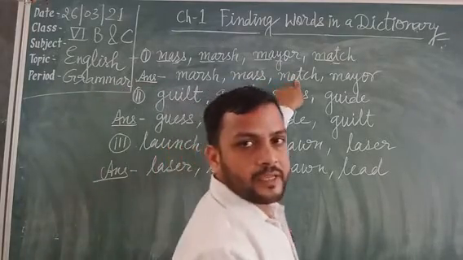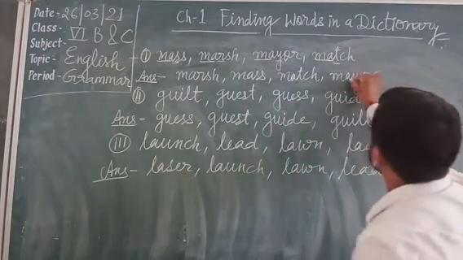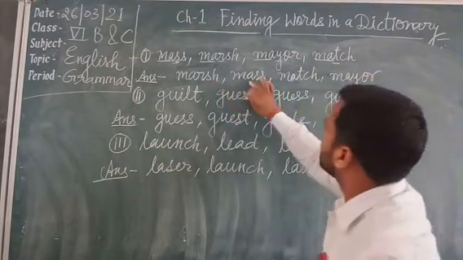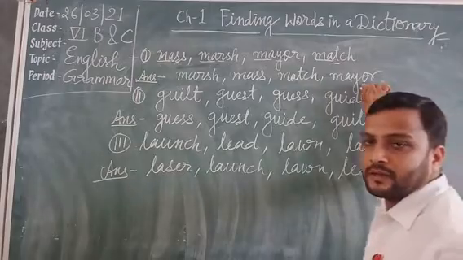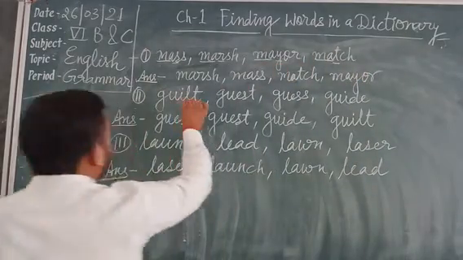Then T, M, N, T, C, S, match, and at last Y. So it will be march, mass, match, and mare. Okay. Now see the second example.